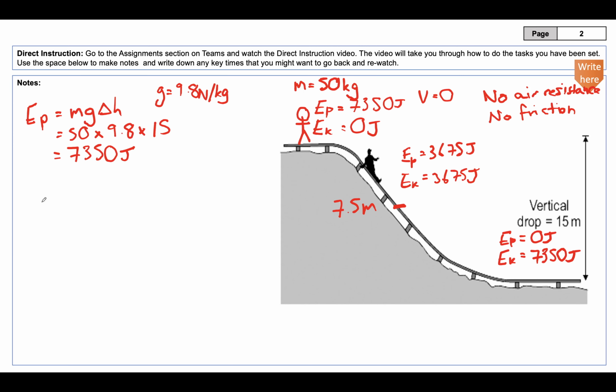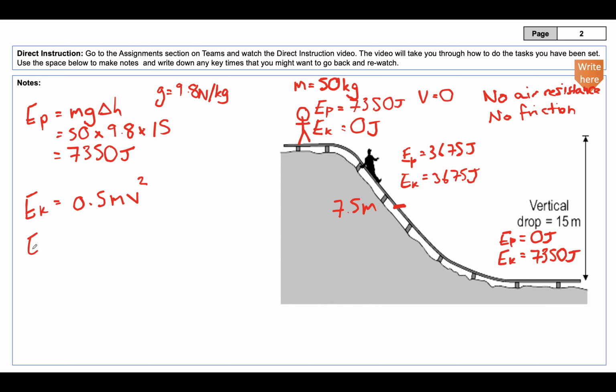So if you remember, we had the kinetic energy equation. Kinetic energy is 0.5 times mass times the speed squared. Well, I now know the kinetic energy because it's 7,350. All of the potential that I lost has gone into the kinetic store. So I also know the mass, which is 50 kilograms, so I should be able to work out the speed. I need to do a bit of rearrangement first.